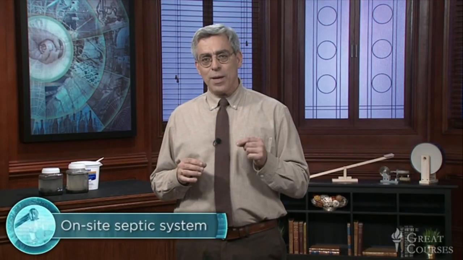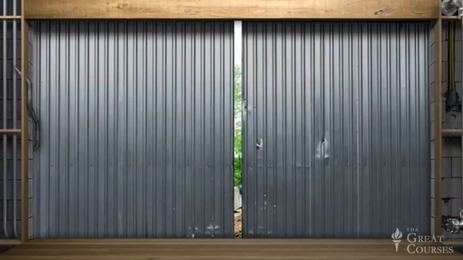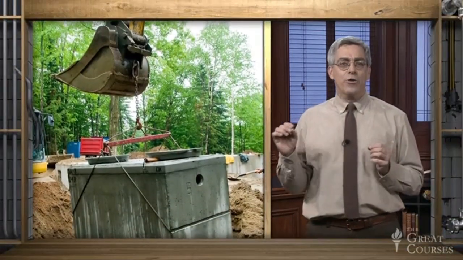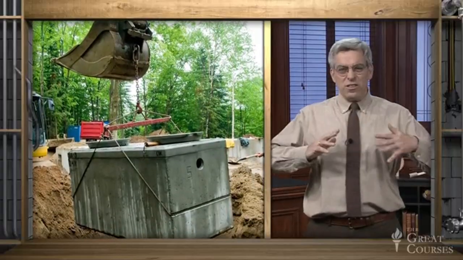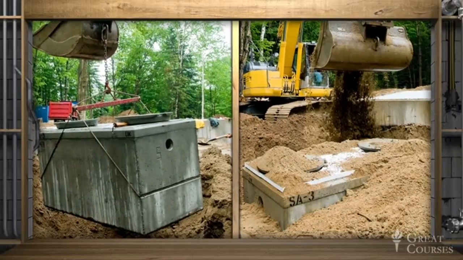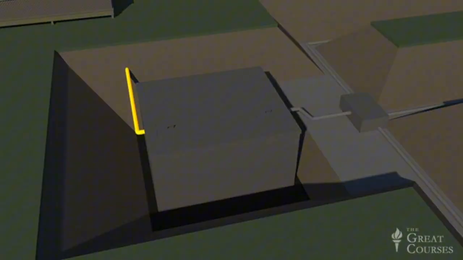At the opposite end of the technological spectrum is the on-site septic system, used by a quarter of all residences in the US. An on-site system consists of two major components, a septic tank and a drain field. The typical septic tank is a large, closed, watertight concrete container with a capacity of 1,000 to 2,000 gallons. Installed with its top just below ground level, with an inlet from your sewage lateral at one end and an outlet to the drain field at the other.